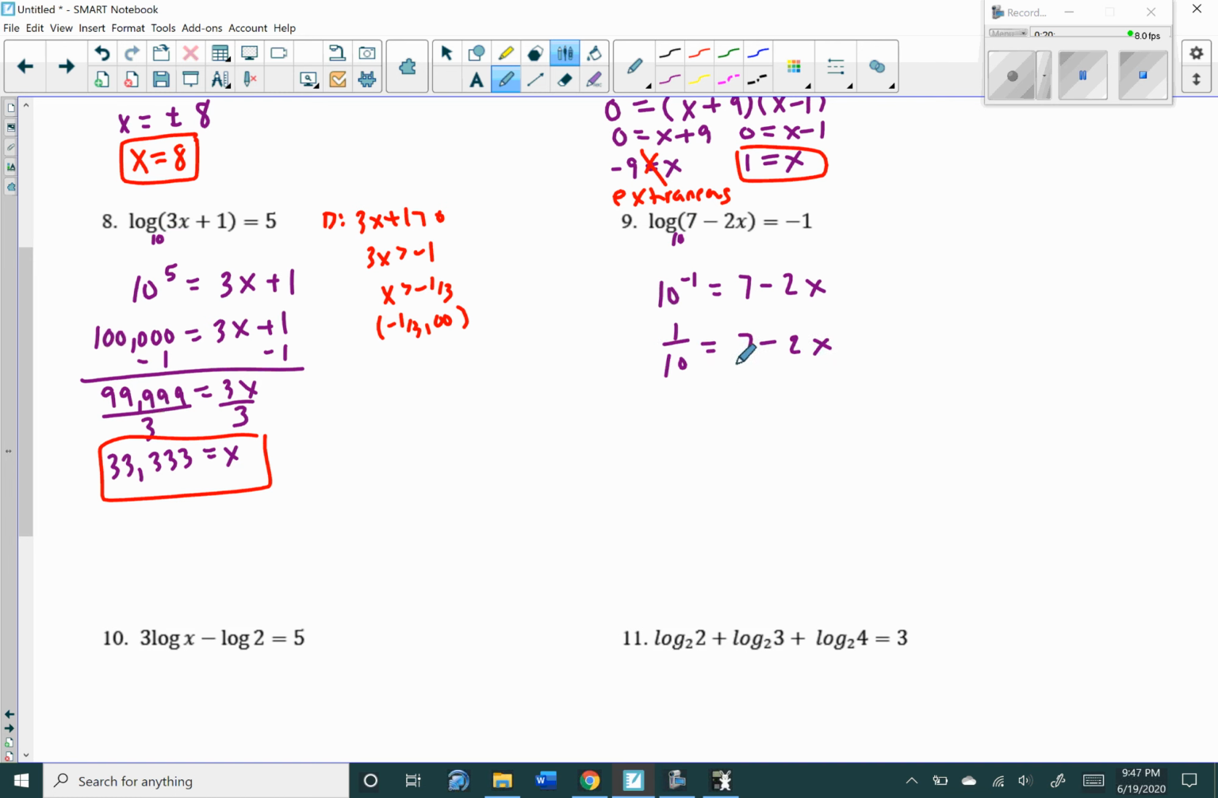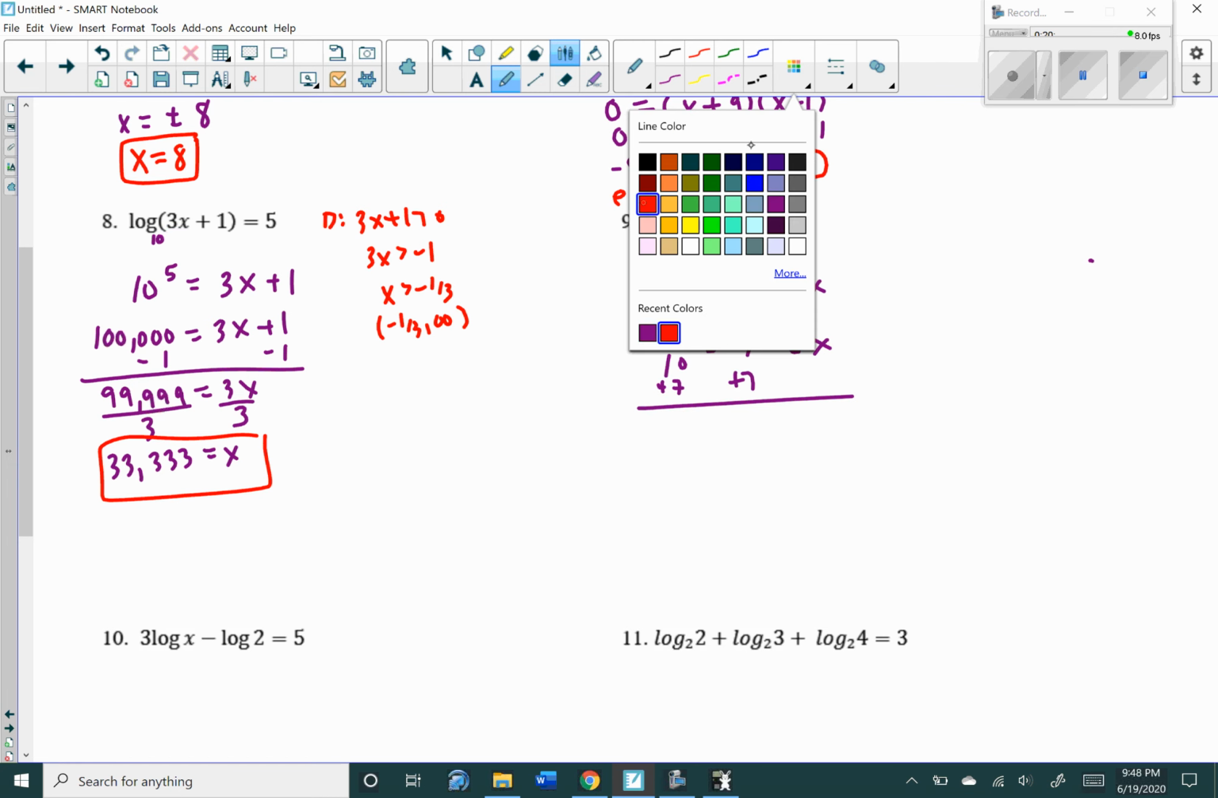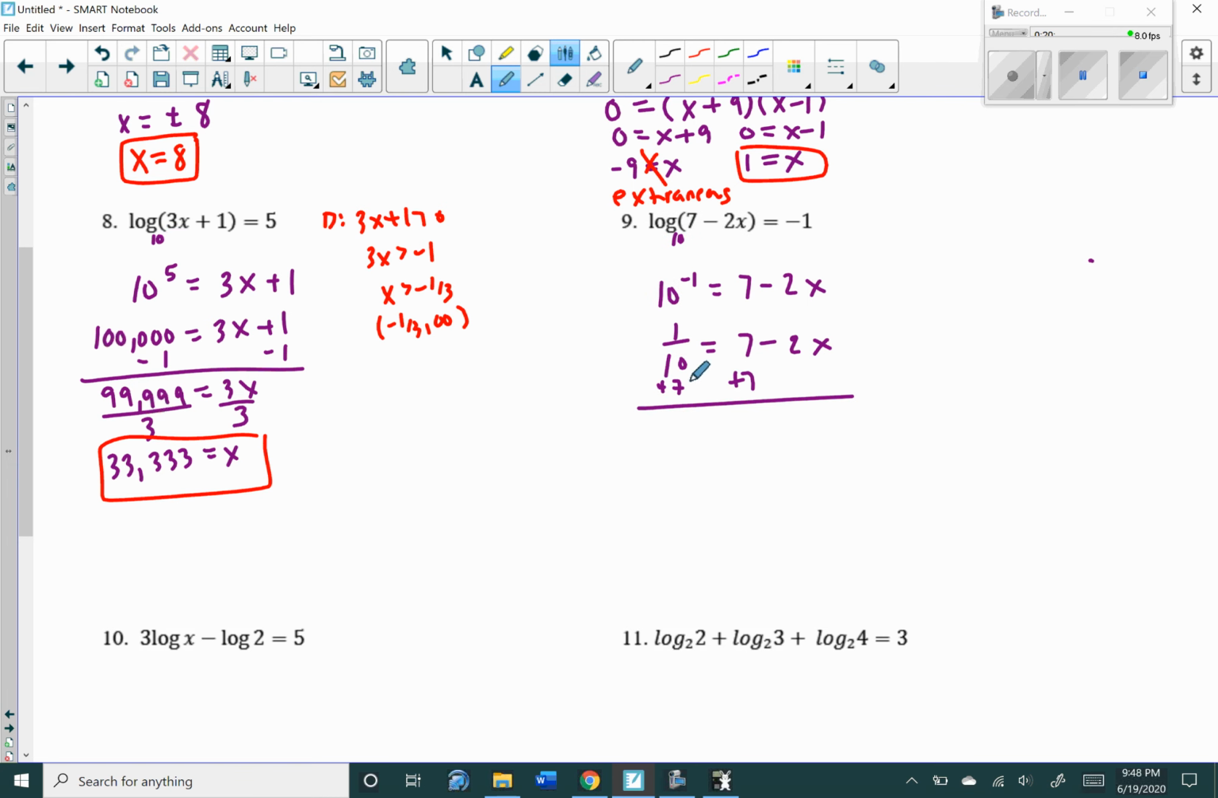And then we want to combine our like terms, so add the 7. I need a common denominator to add fractions together. So this would be multiplying the 7 by 10 over 10. So if I do my work off to the side here, that gives me 1/10, because remember to add fractions you need a common denominator. 7 times 10 would be 70 over 10, because that's really equal to 7. So that gives me 70 plus 1, 71 over 10.